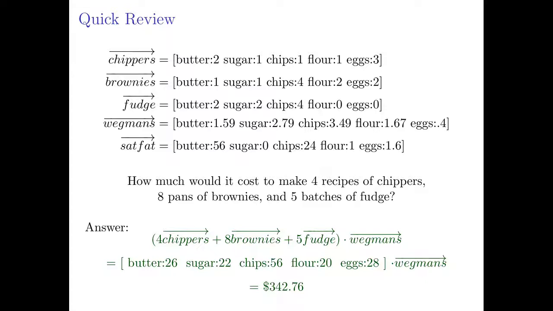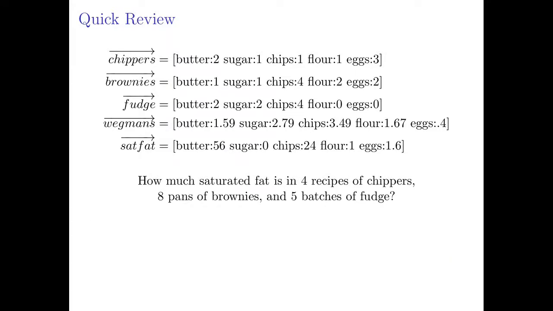But the important thing to understand here is that the operations of scalar multiplication and vector addition and dot product are all combined here, and it makes perfect sense in a meaningful way to give us the answer to a very real-world scenario. One more like this. What if I want to know, heavens to Betsy, how much saturated fat I'm going to be serving my party guests if I do all this stuff? How am I going to get the answer?